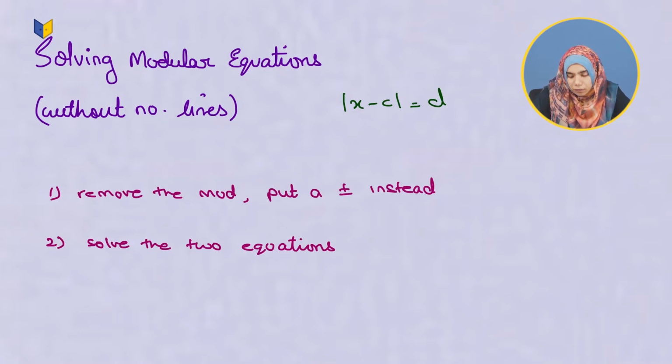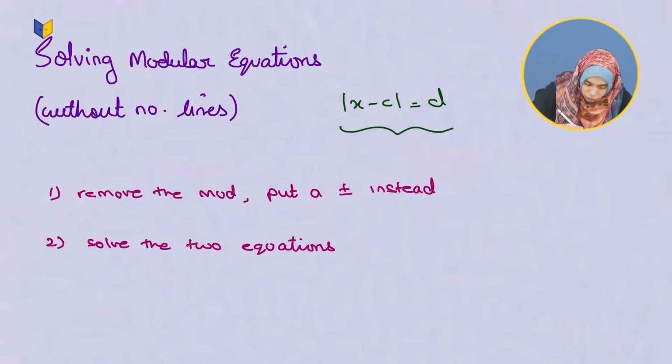And there are some cases where this approach is actually easier to apply as compared to the number line. Number line approach is just there to understand what the model is all about. That's like the basic idea behind the equation. But to solve, there are multiple ways. One is the number line method, but this is the second approach which says to solve this equation, what you can do is you can remove the mod. But when you remove the mod, you have to put a plus minus instead.